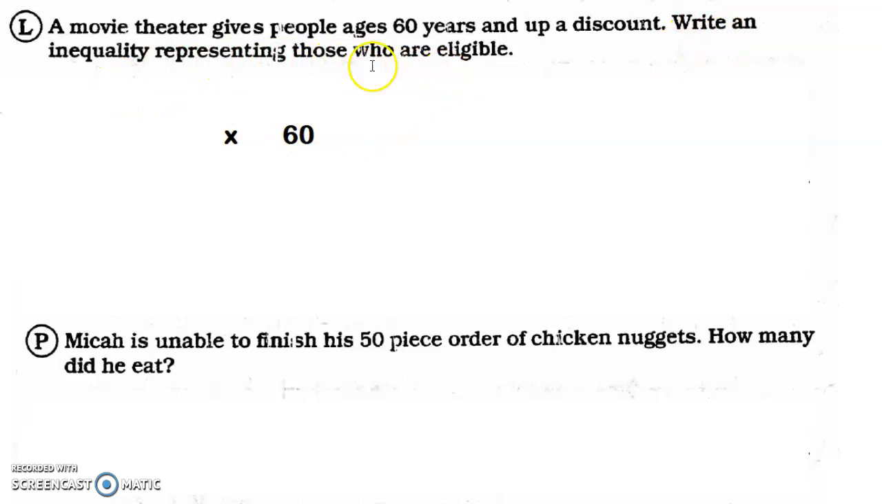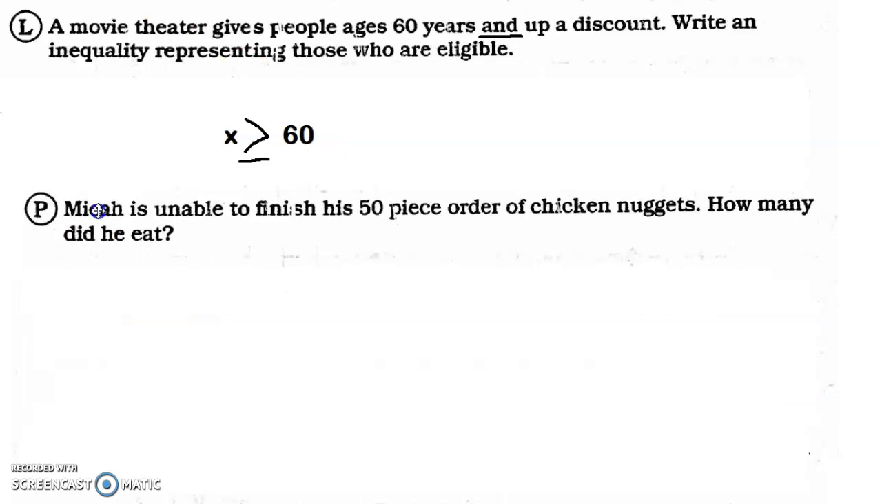So think of someone who is 60 years and up. 65 would be someone that's 60 years and above, right? And so would 70 and 75. So we know that this means x is going to be greater than 60, right? Because someone that's 70 would also qualify for that discount. Now we have to think, 60 years and up. That means the 60 is included. So it's greater than or equal to 60. That's what we're looking for here. So that's your answer for L.